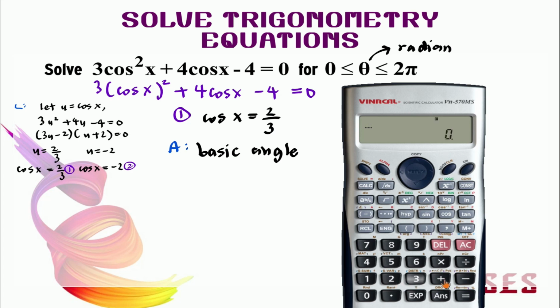Now we're going to find the basic angle. Just like what we did in the previous video, press shift, and since our function here is cos, press cos, bracket, and the value here is 2 over 3. Remember, do not put any sign when finding basic angle, which means if we have negative sign here, do not put that in your calculator. The sign that we have there is to indicate the quadrant that we are going to use in the 4th step. So our basic angle from this calculator here is 0.8411 radian.